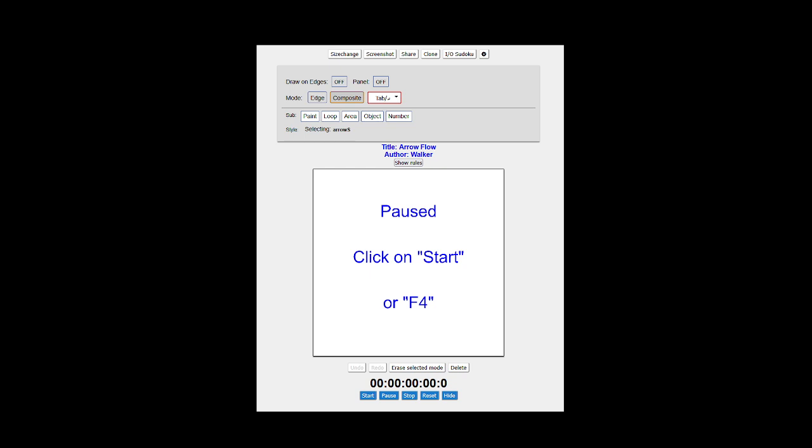It comes with an interface note: while not necessary for the answer check, drawing borders between completed arrow regions is very useful. So I've set up the PenPal Lite mode with edge enabled and composite enabled, and composite is the default that it comes with, where you can draw arrows, and now I can just switch between edge and composite mode. So that's going to be very useful.